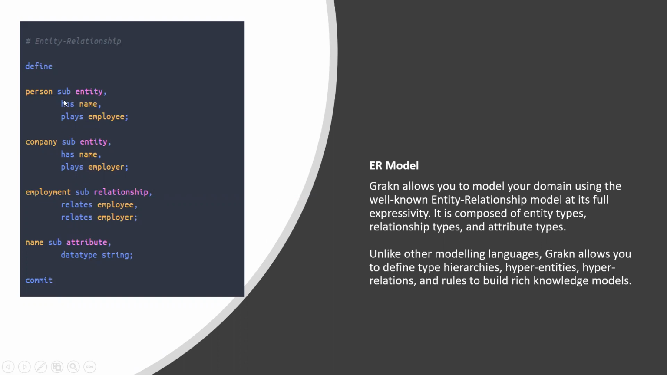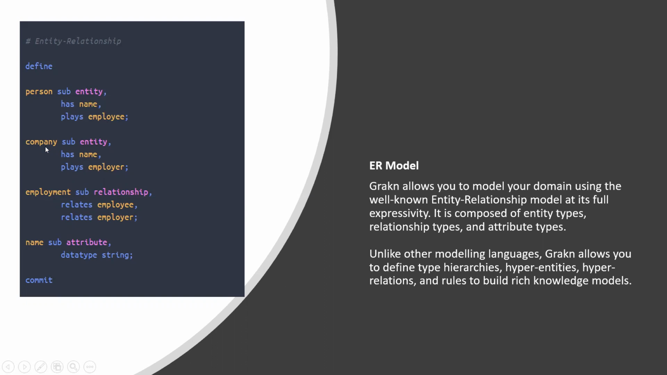So this is the keyword entity, and this is the reserved word sub. And when I say this is entity, it is entity. Person sub entity has a name, place, employee. So these are the roles. Actually, it has a name and it plays the role of an employee.